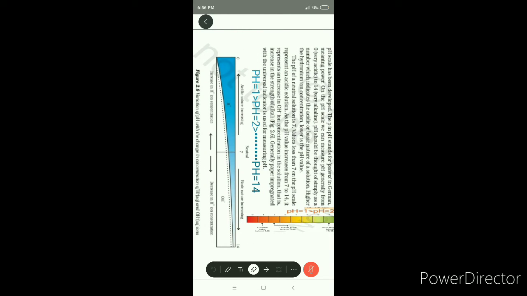Here I have shown the pH values. When pH is 1, that means the lesser the pH, the higher the hydrogen ion concentration. So pH 1 is greater than pH 2, that means a pH 1 solution is more acidic than a pH 2 solution, and a pH 2 solution is more acidic than a pH 3 solution, and like that, more acidic than a pH 4 solution. So pH 1 is a strong acid, and pH 2 is a less strong acid in comparison between these two.